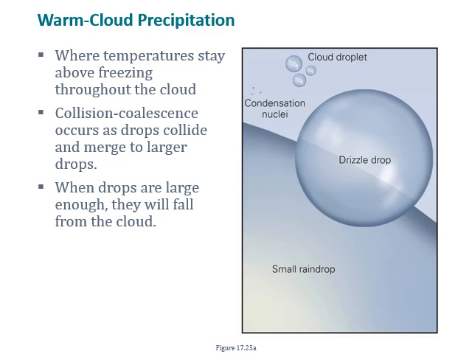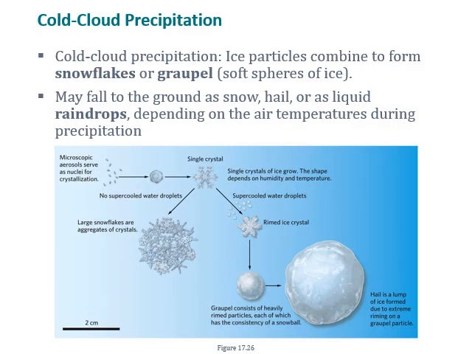Collision and coalescence of minuscule droplets of water occur and merge into larger drops. When drops are large enough, they have enough mass to fall out of the cloud. Cold cloud precipitation occurs when ice particles combine to form snowflakes or graupel, which are soft spheres of ice. These may fall to the ground as snow, hail, or liquid raindrops, depending on the air temperatures during precipitation as the water exits the cloud and falls to Earth's surface.